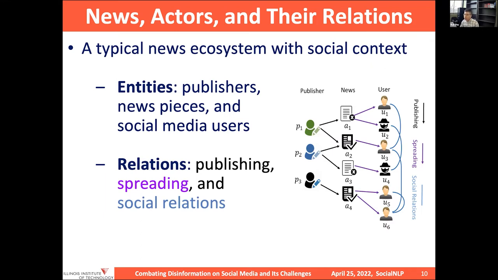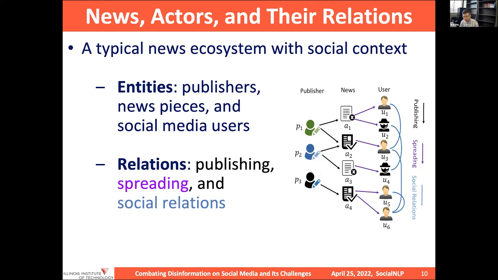And we also have spreading relations. Spreading relations is between the news and the users, indicating which user has spread which piece of news. And social relations is commonly observed in social networks, right? For example, in Twitter, we have the follower information and followee information. So to summarize, we have the three major relations.